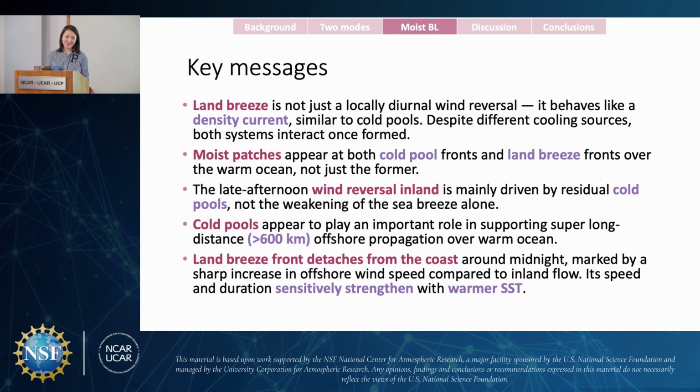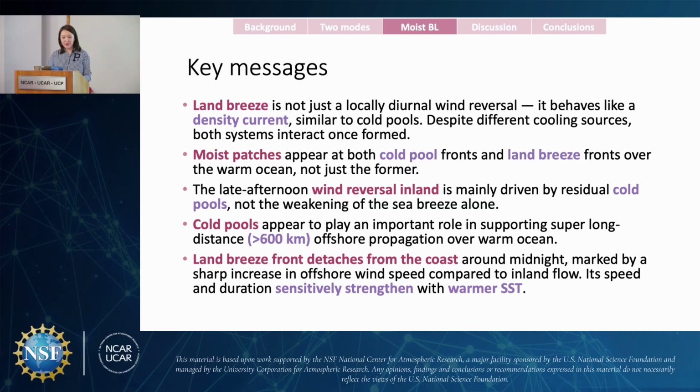So here are the key messages from this chapter. We first find land breeze is not just a local diurnal wind reversal like the sea breeze. It behaves like a density current, similar to cold pools. Despite different cooling sources, both systems interact once formed. Moist patches appear at both cold pool fronts and land breeze fronts over the warm ocean, not just the former. The late afternoon wind reversal inland is mainly driven by residual cold pools, not the weakening of the sea breeze alone.